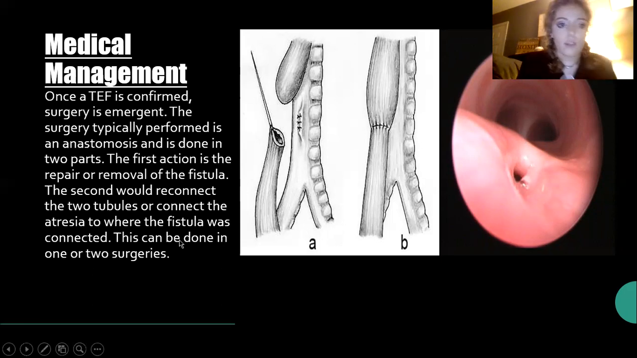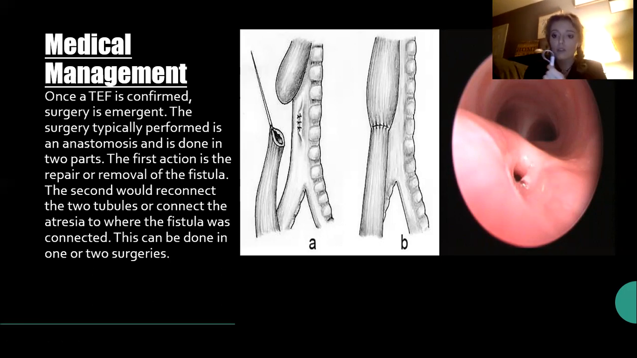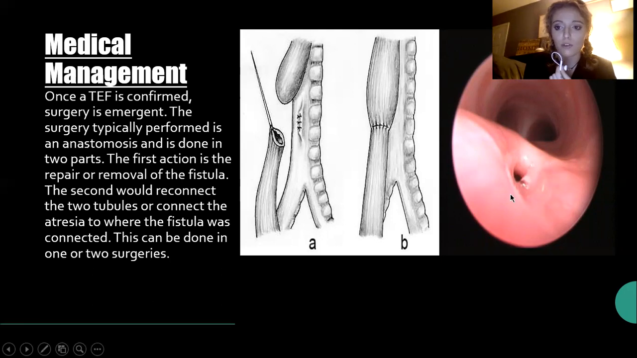They also will use endoscopies, or endoscopes, during this too, and that is what the second picture is. You can see right here the carina where they separate into the different bronchioles. This hole right above that is what you would call the fistula. Now that one does look small, but even a tiny hole can be detrimental.